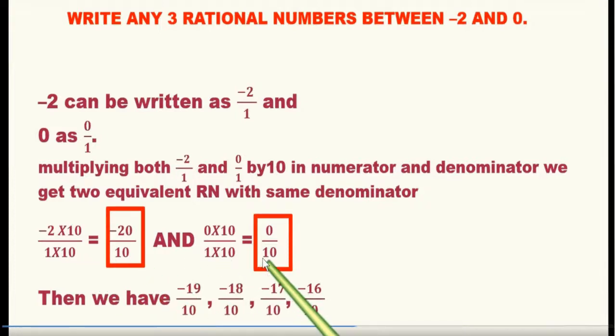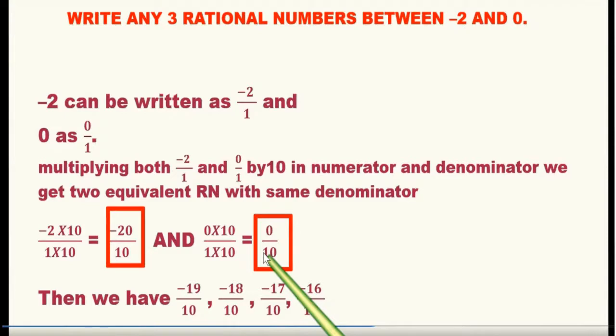How can we do it? We have to multiply minus 2 by 1 by 10 both in numerator and denominator. On doing so, we get minus 20 by 10. Similarly, we have to multiply the rational number 0 by 1 by 10 both in numerator and denominator, and subsequently we will get the rational number 0 by 10. Now did you notice that the denominators are equal in minus 20 by 10 as well as in 0 by 10? Both are having the same denominator.